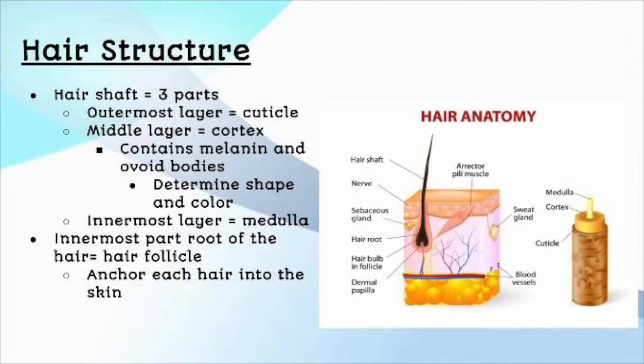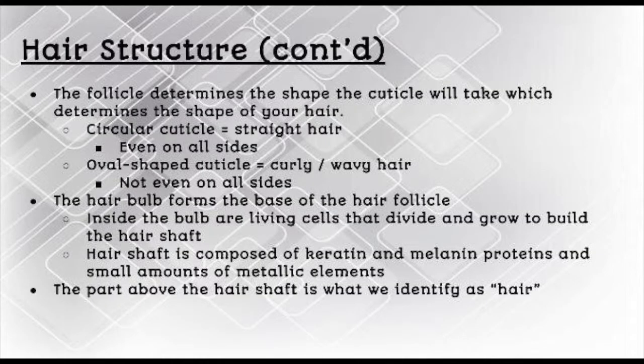This part is part of the root of the hair, also known as the hair follicle, which anchors each hair into the skin of the scalp, thus keeping all of your hair from falling out. The hair follicle determines whether the shape of the cuticle will be either circular or ovular, which in turn determines the shape of your hair.